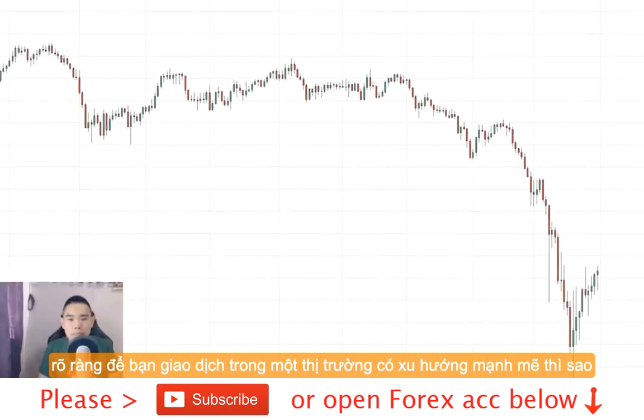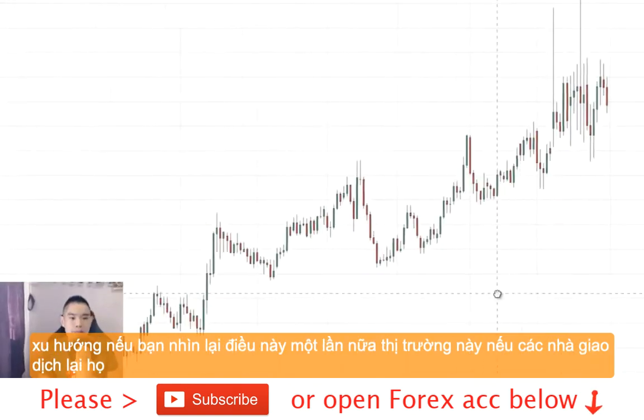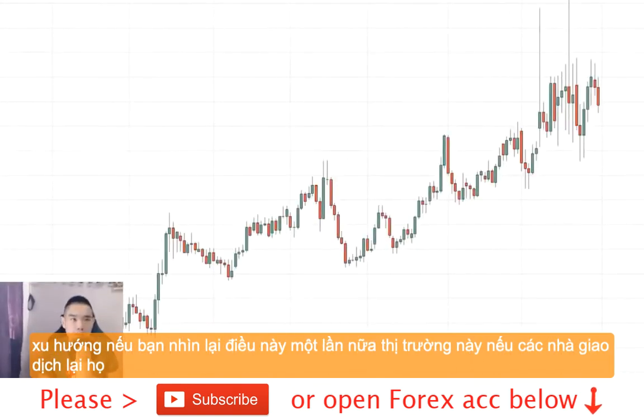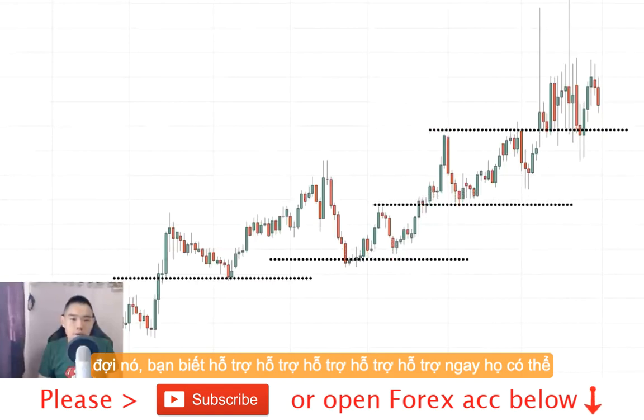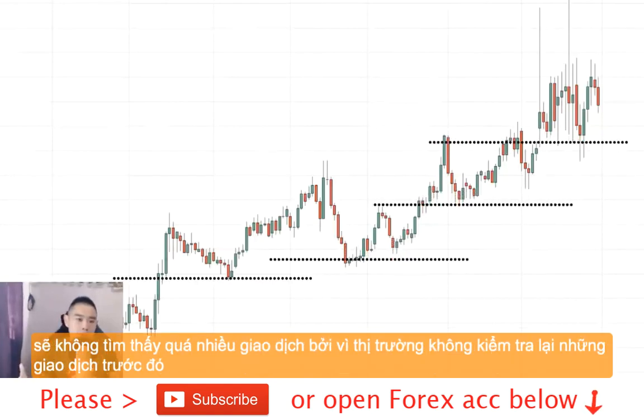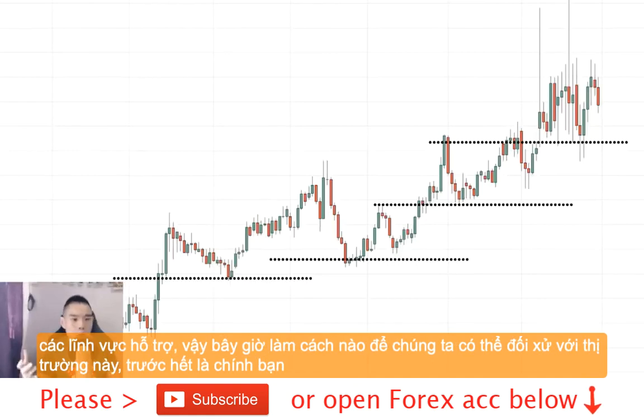What about a healthy trend? If you look at this market again, if traders were to wait at support, they probably wouldn't find too many trades because the market didn't retest those previous areas of support. So now, how can we trade this market?